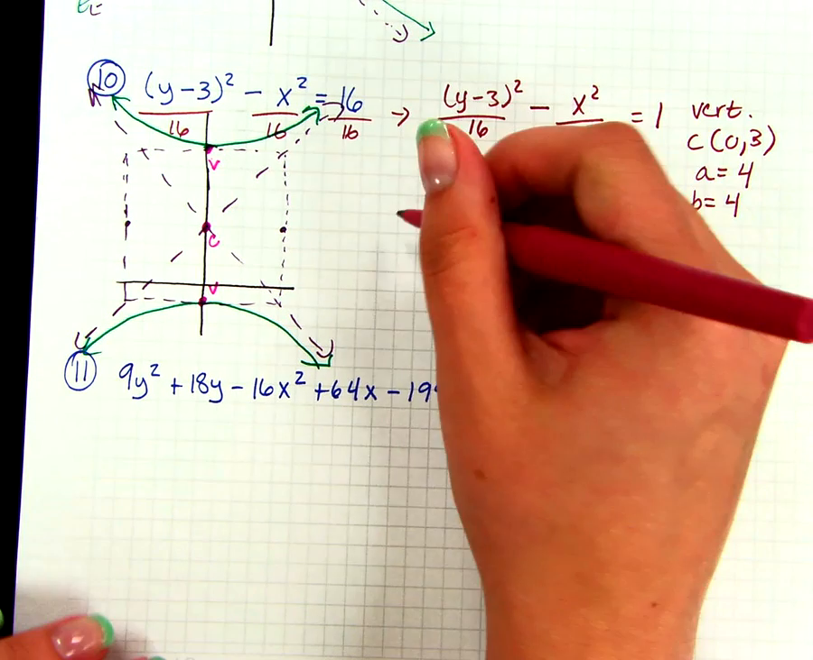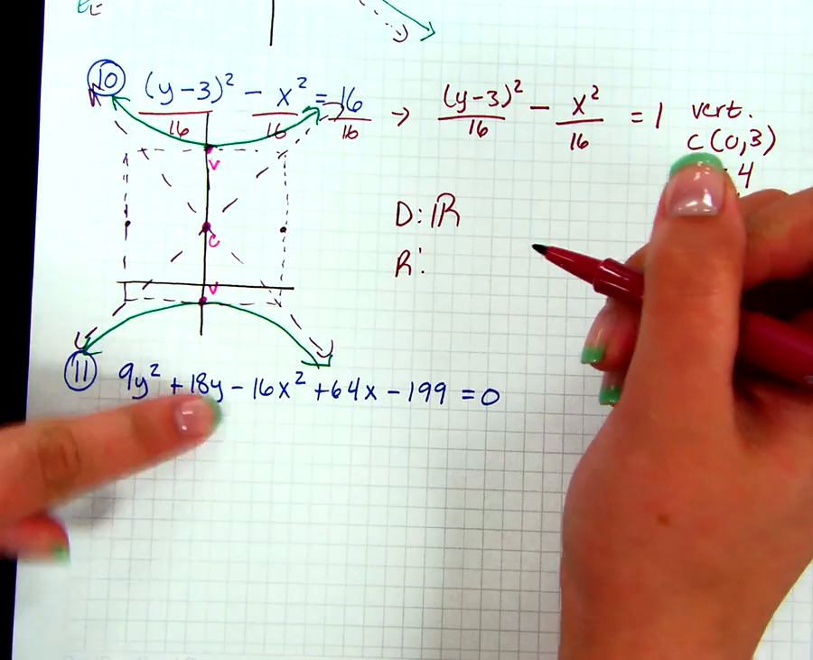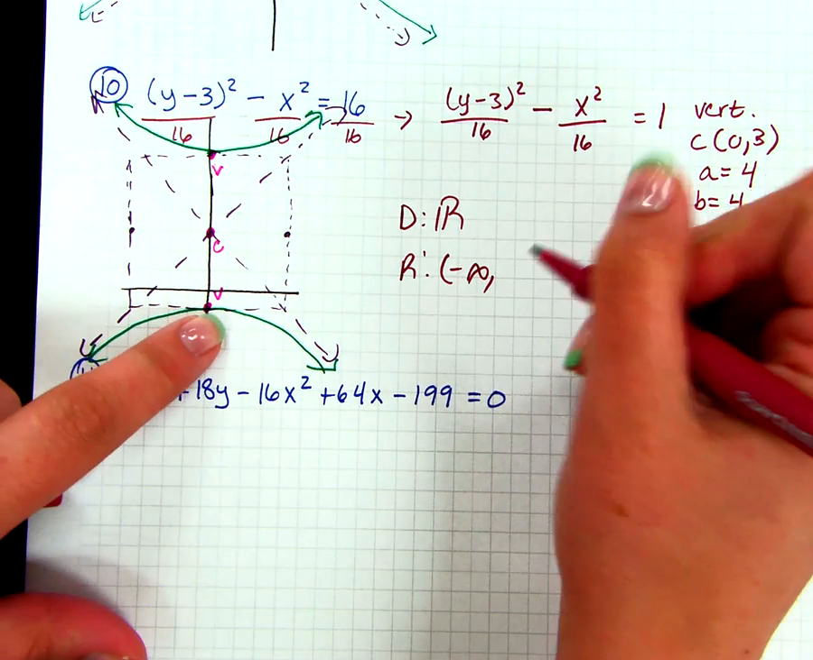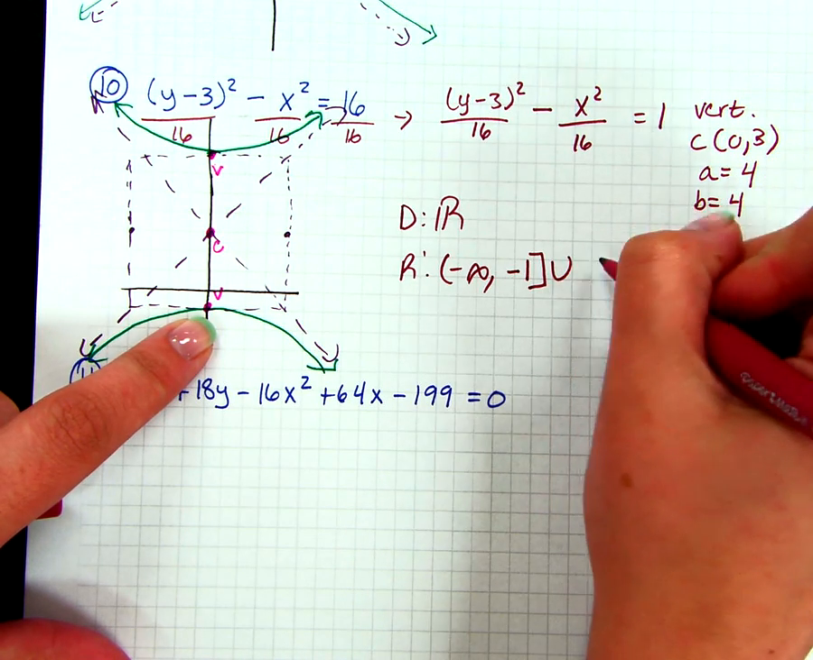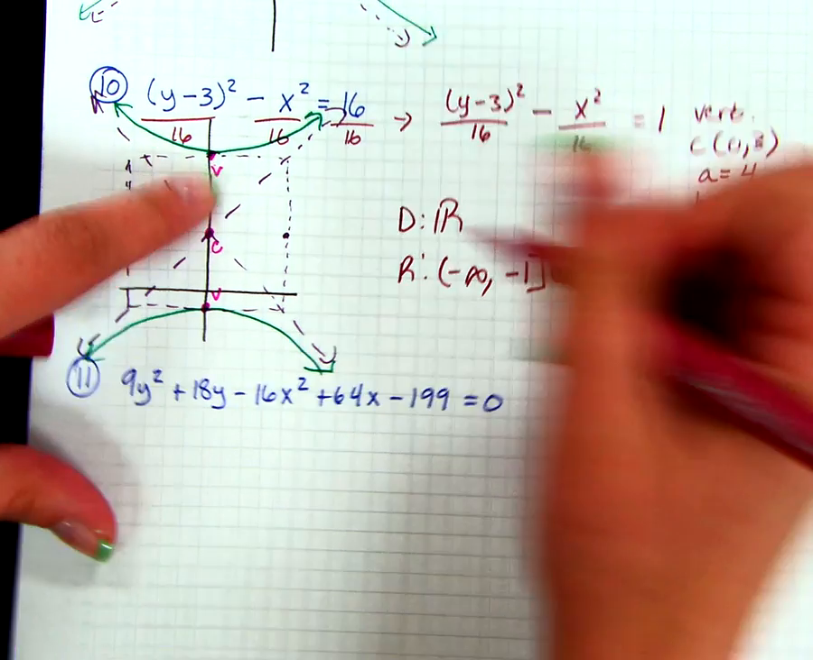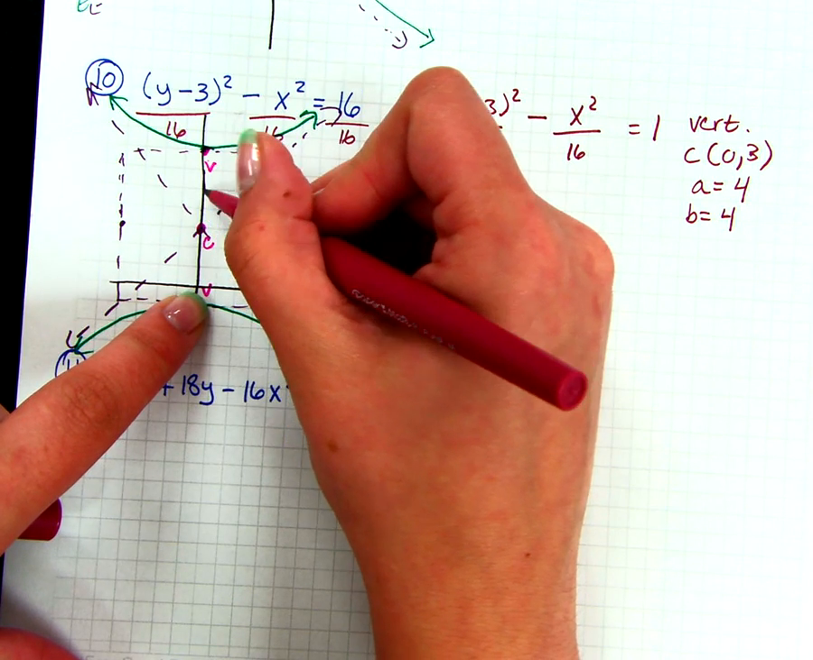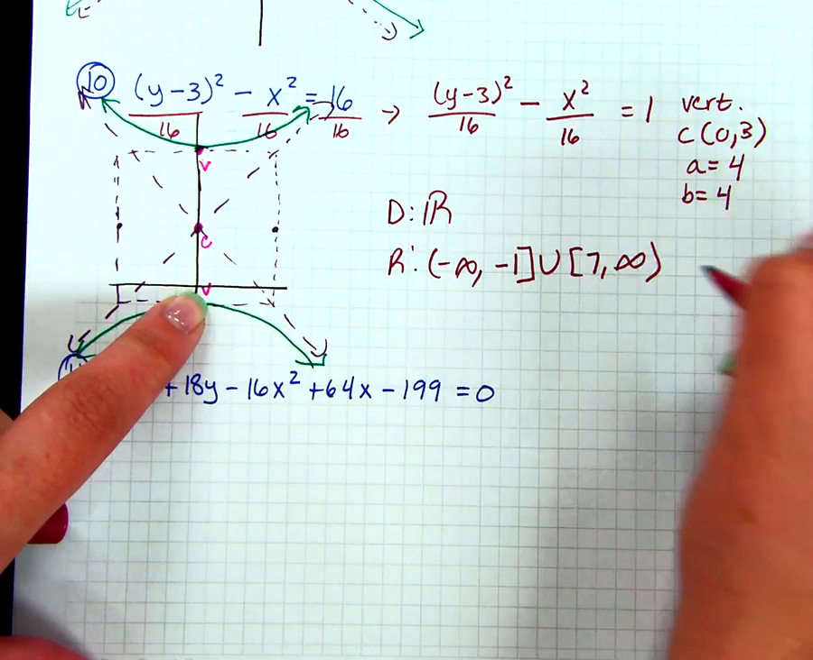This time, the domain is going to be all real numbers. And then the range is coming up from negative infinity to our vertex, and we need the y value at this point, so that's going to be -1. Then we go up to our next vertex, so let's count: 1, 2, 3, 4, 5, 6, 7, and then up to positive infinity.